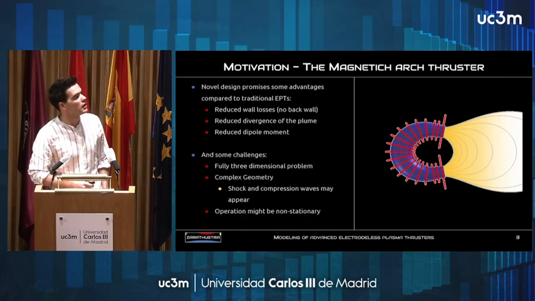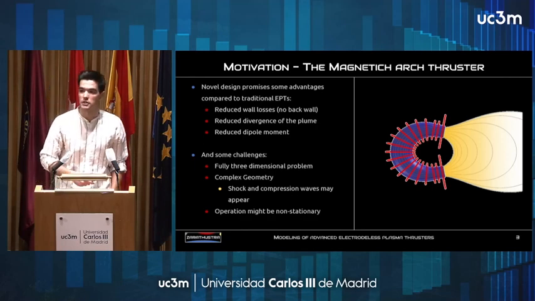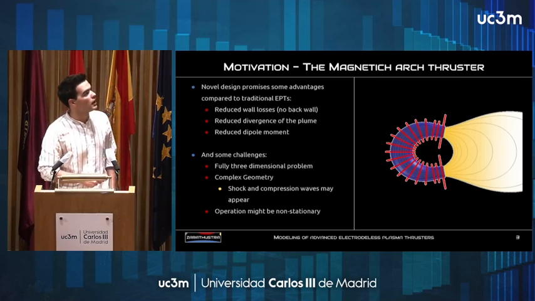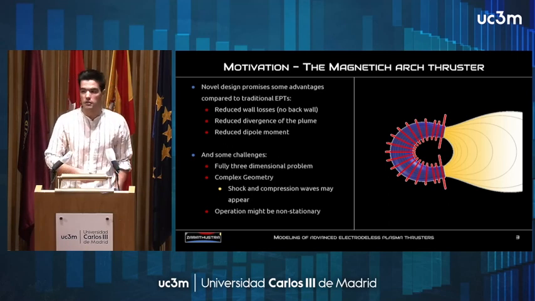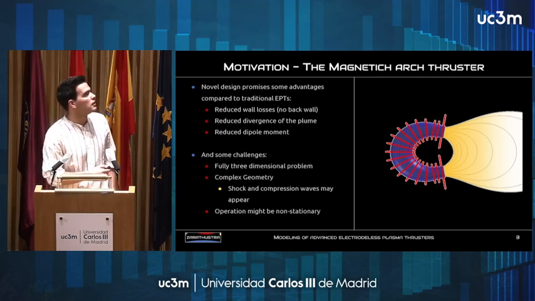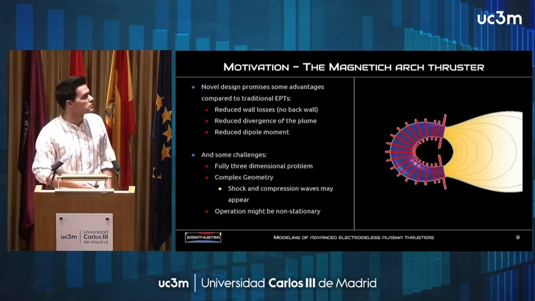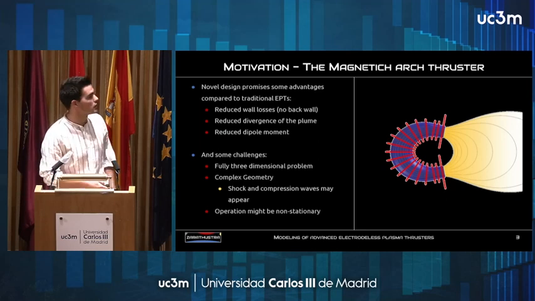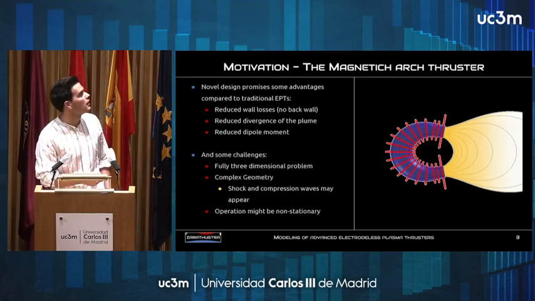We have two ion streams coming out of each nozzle. And therefore, we are going to have a collision between them. So we can have structures such as shock waves and many others that might appear in the symmetry plane.